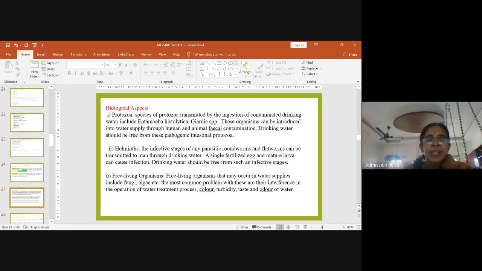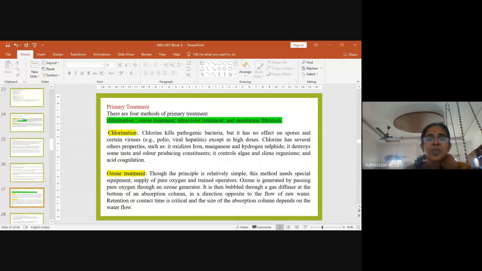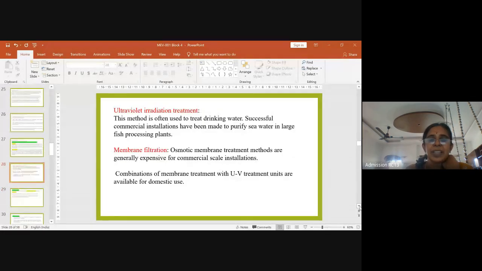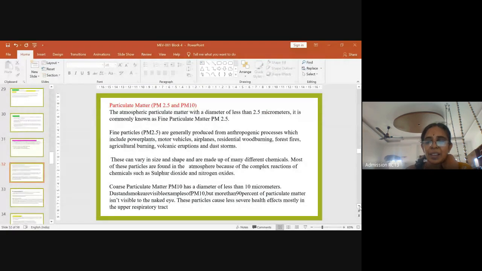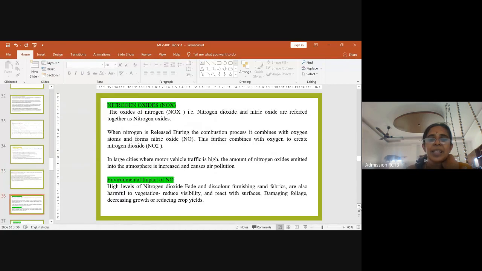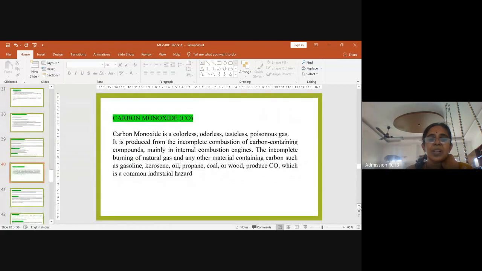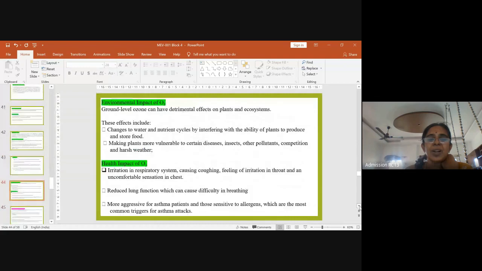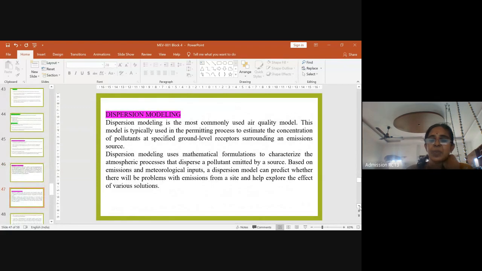Acceptability aspects, microbiological aspects, the biological aspects, environmental water quality, and the different types of treatment of water. You have the primary, secondary, and the complete treatment. And the third unit, you have the air quality assessment and monitoring, which deals with a number of air pollutants, the environmental impact, the health impact, the sulfur oxides, the nitrogen oxides, and then you have the volatile organic compounds, carbon monoxide, ammonia, ozone, then air quality assessment tools, emission inventory, and dispersion modeling.